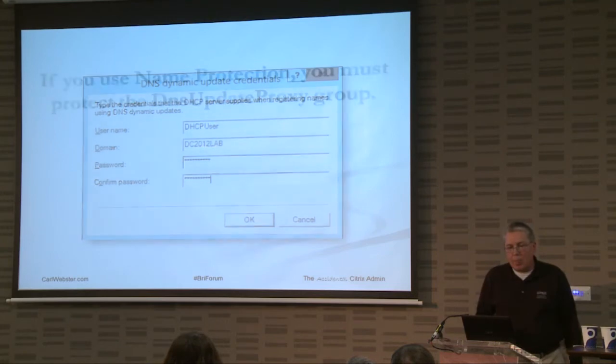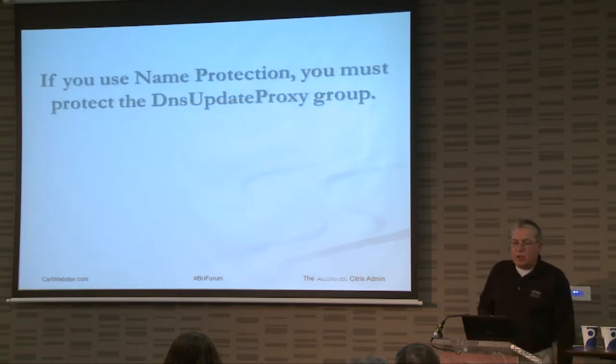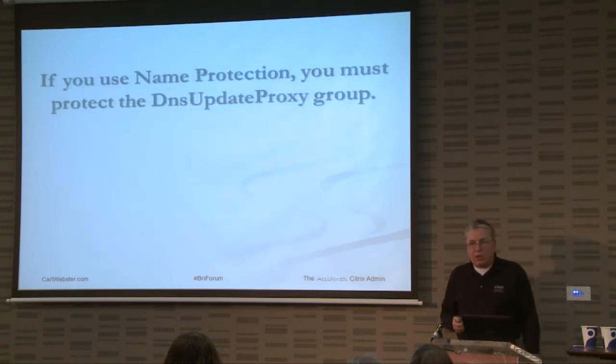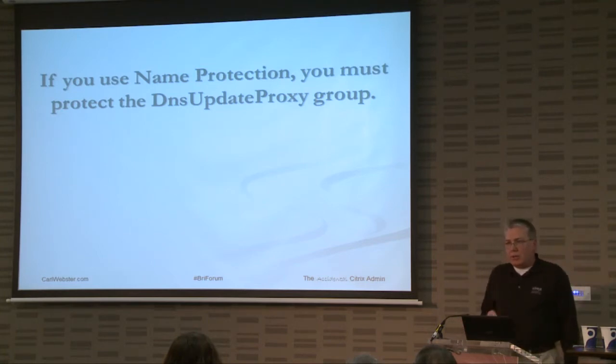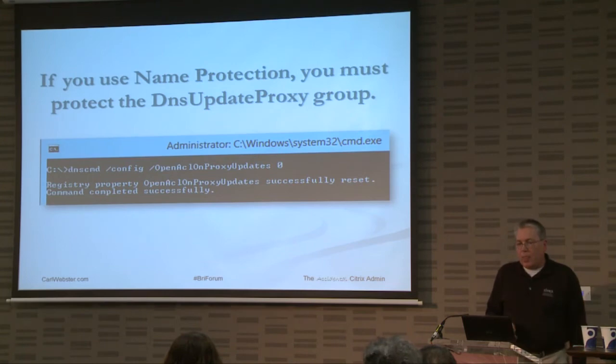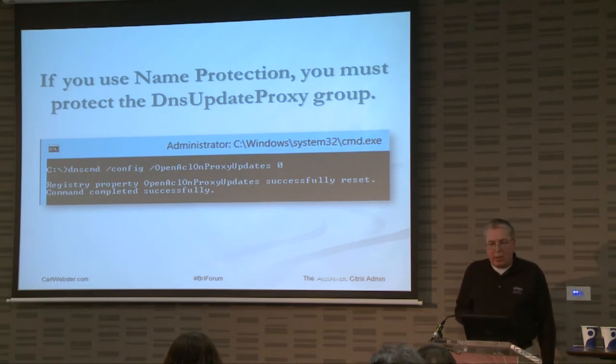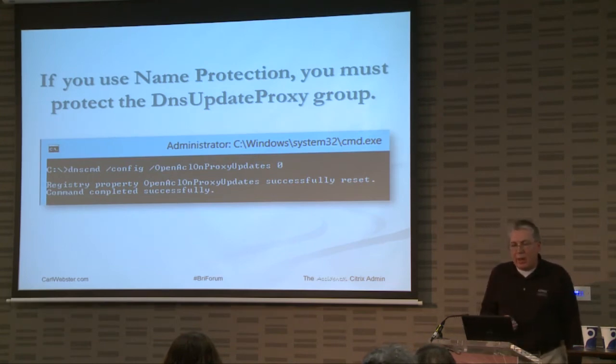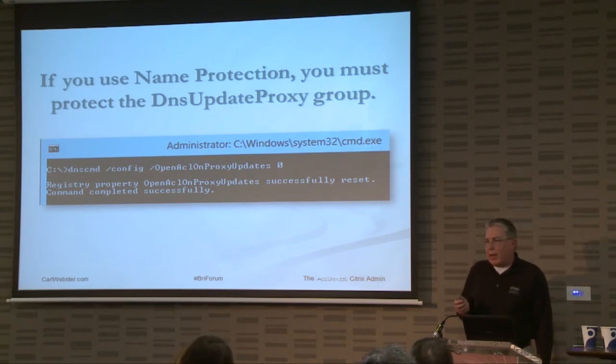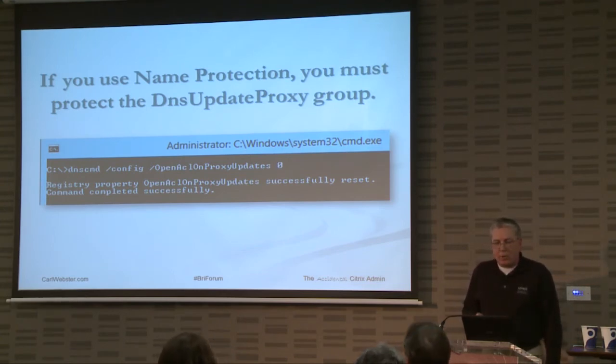and they will now be securely updated in DNS. If you use name protection, you must protect the DnsUpdateProxy group, which Microsoft says is a good thing to do anyway if you're using the DnsUpdateProxy group. So you just open an elevated command prompt. You'll run this DNS command to open ACL on proxy updates. Run that, and it secures the DnsUpdateProxy group.